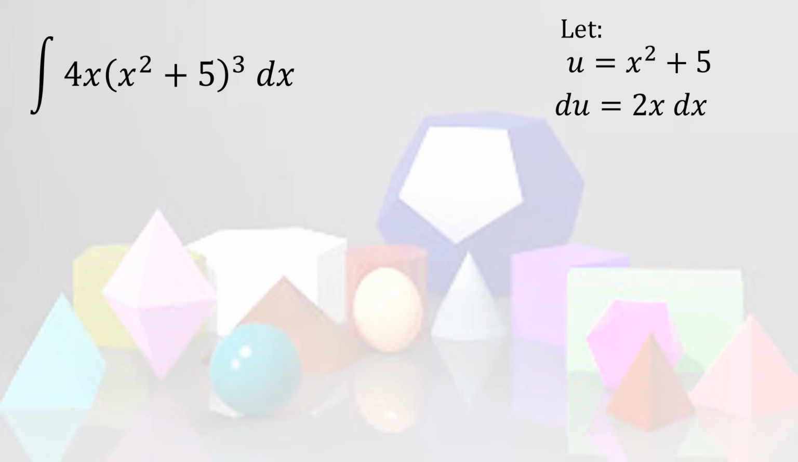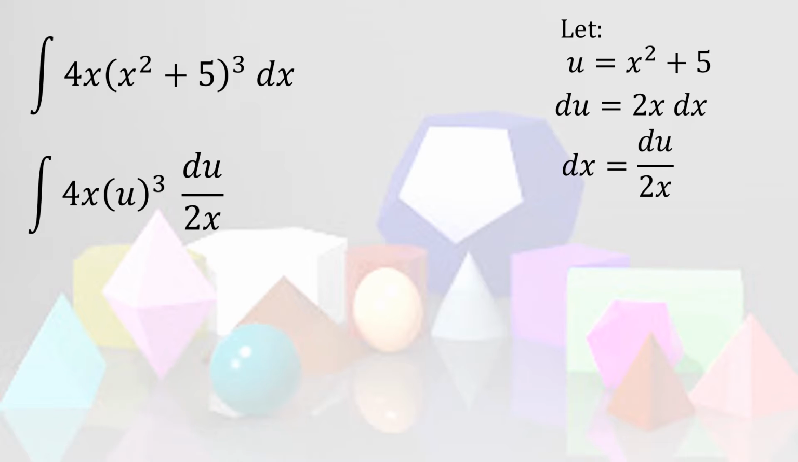And to get the derivative of u, it is equal to 2x dx. And then to solve for dx, we divide both sides by 2x, so we have du over 2x. Then we are going to substitute it in the original function. So we have 4x times u to the third du over 2x.